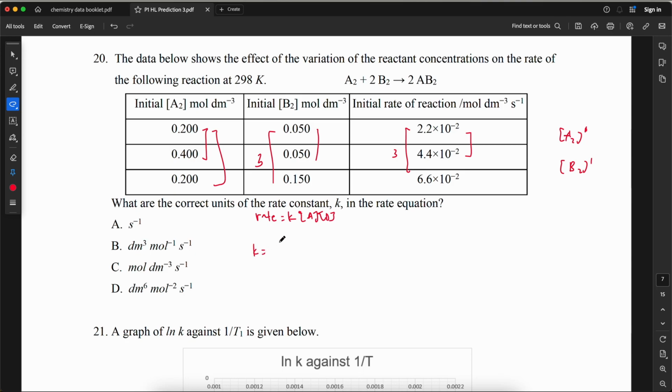So k would be the rate, so mol dm^-3 s^-1, divided by mol dm^-3, mol dm^-3. So this one, this one, this one. So the answer will be mol^-1 dm^3 s^-1. So the answer will be B.